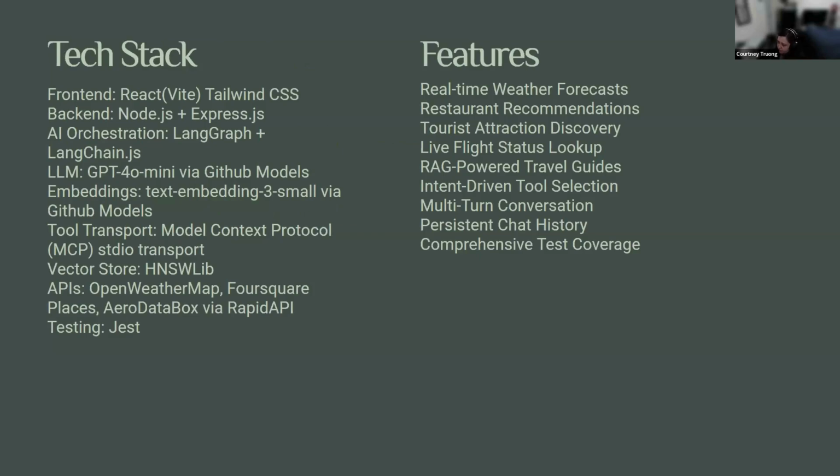TravelMate AI uses React with a Node.js backend. The LLM used is GPT-4o Mini with text embedding 3 small. APIs used are Open Weather Map, Foursquare Places, and Aero Data Box to enable weather forecasts, restaurant recommendations, flight status lookup, and tourist attraction discovery.